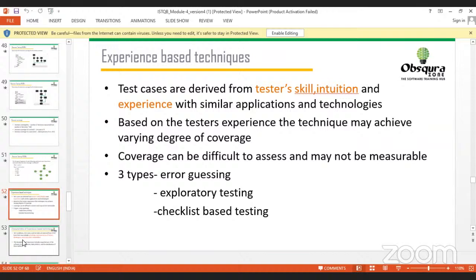Due to the specifications may be poorly defined and all. So we use this experience-based testing. Okay. So based on the tester's experience and techniques may achieve varying degree of coverage.